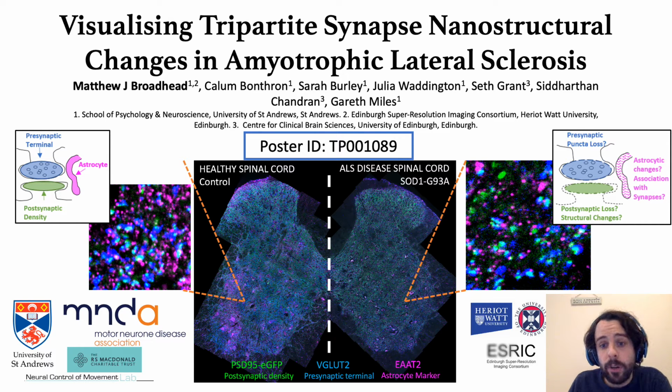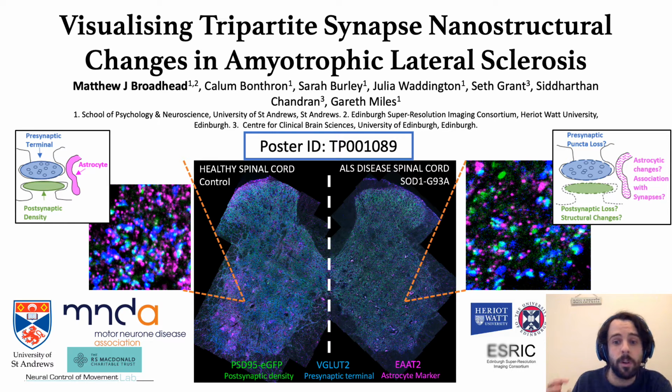ALS is a neurodegenerative disorder characterized by a loss of motor neurons in the brain and spinal cord that ultimately lead to deficits in motor control. We believe that changes may be occurring at the synaptic level within the nervous system that lead to these pathological changes. Equally, we think that astrocytic support cells in the nervous system may be dysfunctional.